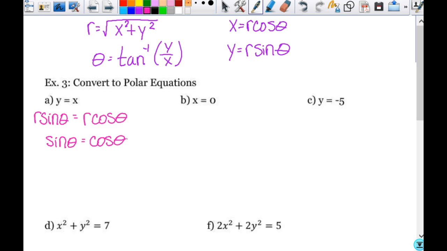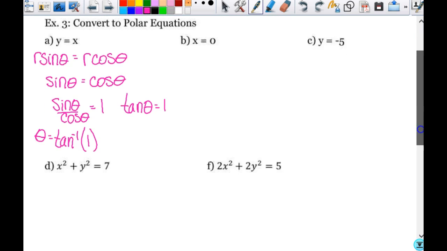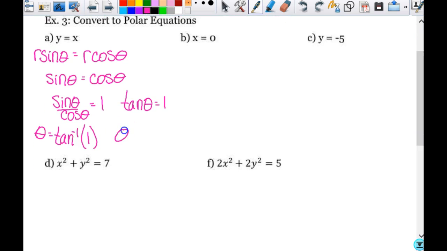So I'd rather divide both sides by cosine, and I'll get sine theta over cosine theta, which is going to give me 1, right? Doesn't give me 0. That means that tangent theta is equal to 1. So theta is equal to the tangent inverse of 1. What's the tangent inverse of 1? Pi fourths.